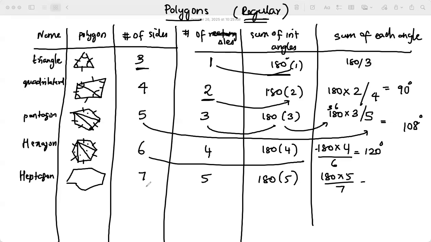Make sense, guys? So if it is an n-gon, n is the number of sides. Gon is angles. N-angled polygon.